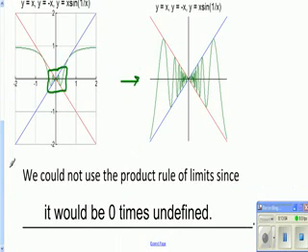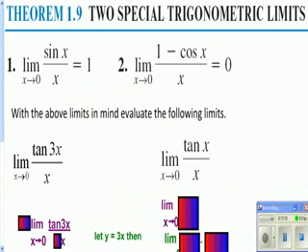Oh, one other comment here. We can't actually go ahead and use the product rule here because it would be plugging in your 0. It would be 0 times the sine of 1 over 0, which is undefined. So it would be 0 times undefined, which is meaningless.